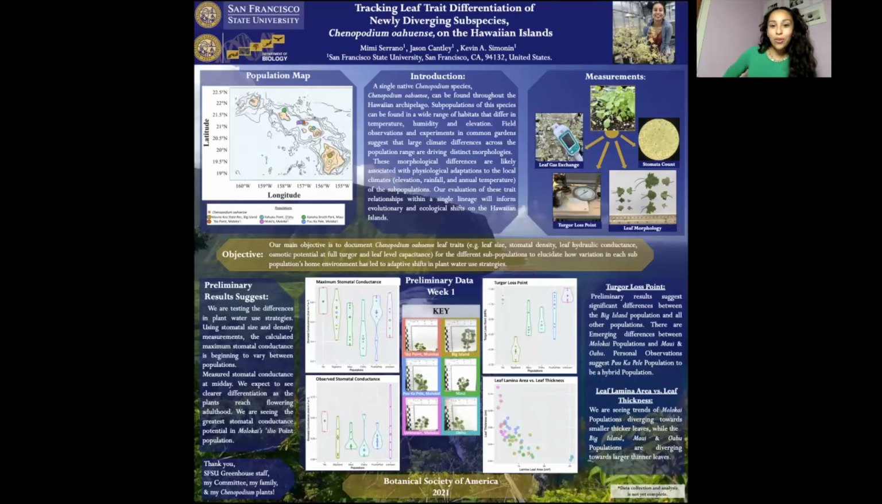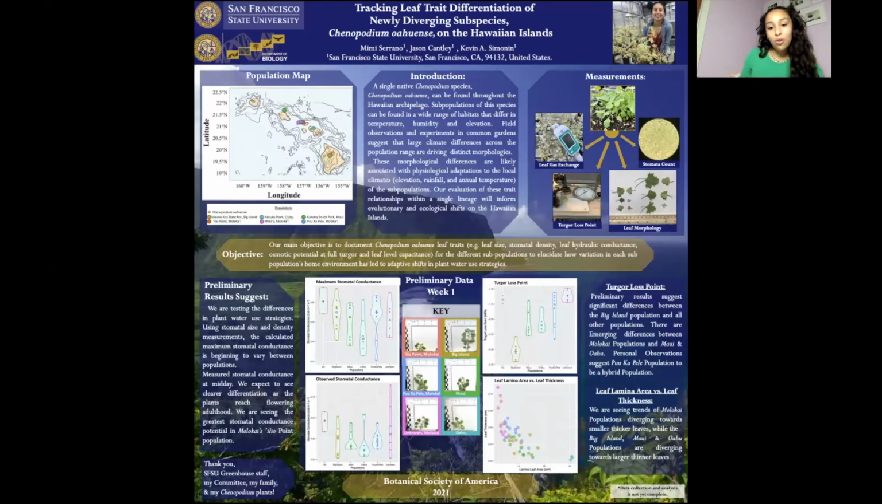In the top right-hand corner, we are comparing turgor loss point between all of the populations. As you can see, our Big Island population is significantly different from all of the different sites. Our Elio Point population is trending to be significantly different from the Maui and Oahu populations.